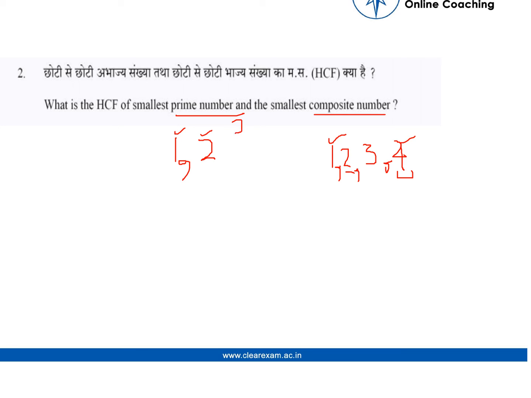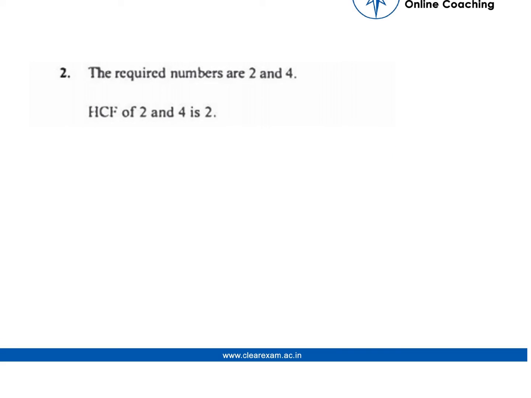So the smallest prime number is 2 and the smallest composite number is 4. Now the required numbers are 2 and 4. We need to find the HCF of 2 and 4. We all know that 2 is a factor of 4. Therefore, the HCF of the smallest prime number 2 and the smallest composite number 4 is 2.